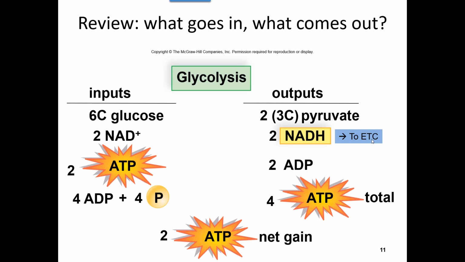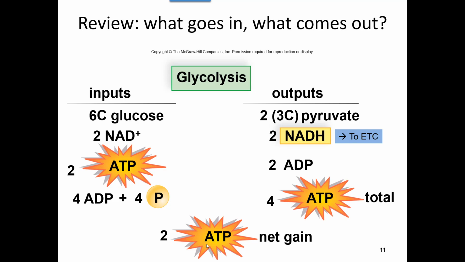We did put in 2 ATP, which turned into 2 ADP, and then we put 4 ADP in, plus some phosphates, and with the energy we got out of breaking down glucose, we were able to take those ADPs and phosphates and turn it into 4 ATP. So we've netted 2 ATP. Not a lot. So then the question comes, well, what do we do next?